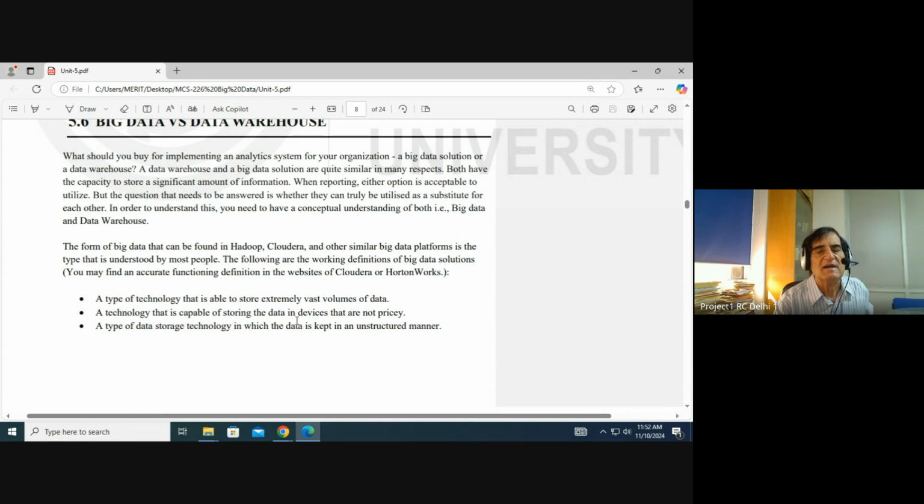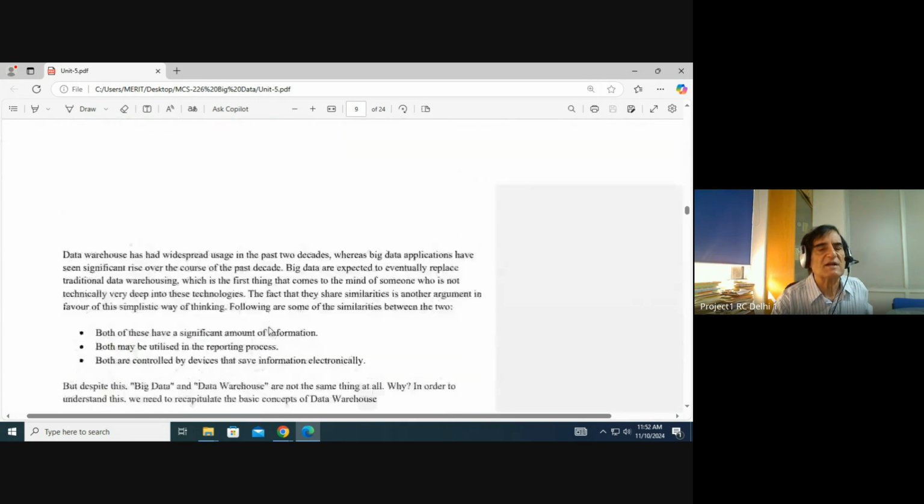a technology that is capable of storing the data in devices that are not pricey, because if it is costly then you will not want to spend the money. A type of data storage technology in which the data is kept in an unstructured manner. So that type of thing.